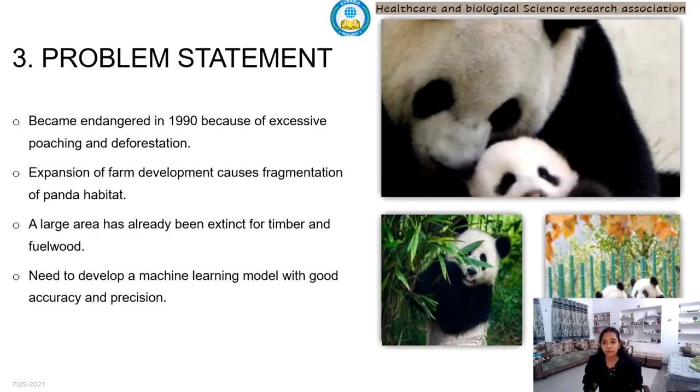Third one is problem statement. The ZN panda became endangered in 1990 because of excessive poaching and deforestation. Expansion of farm development caused fragmentation of pandas' habitat. And a large area of the ZN pandas' habitat has already been cleared for timber and fuel wood.